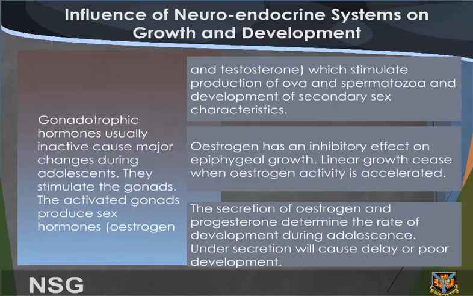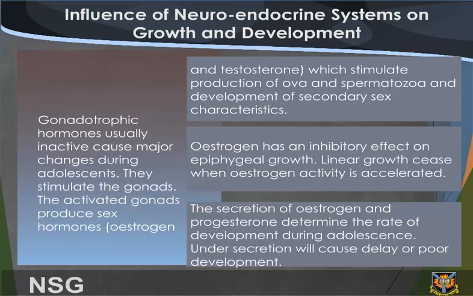Gonadotrophic hormones, usually inactive, cause major changes during adolescence. They stimulate the gonads. The activated gonads produce sex hormones, estrogen and testosterone, which stimulate production of ova and spermatozoa and development of secondary sex characteristics.